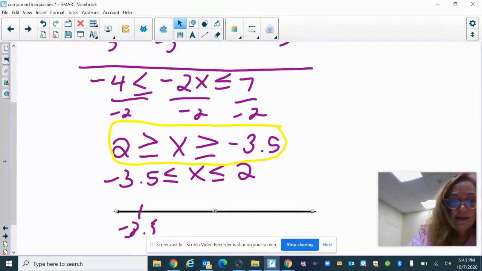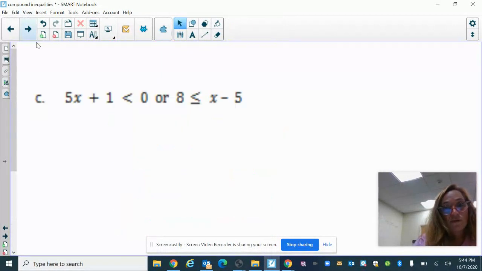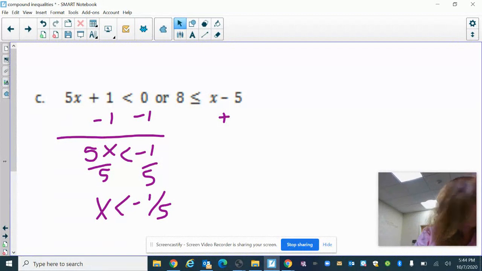And let's say -2, -1, 0, 1, and 2. Closed circle, connected. Okay? All right. I am not going to do them all with you, but I'm going to keep going. Okay? So subtract 1, subtract 1. You have 5x is less than -1. Divide by 5, divide by 5. x is less than -1/5. It's a fraction and you will survive.